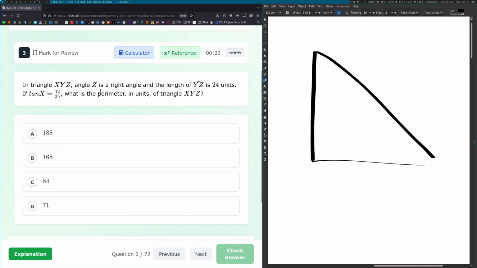Okay, x, y, z, and z has to be the right angle. So z, x, y. The length of yz is 24. Yz is 24. If tan of x is equal to 12 over 35, what is the perimeter?